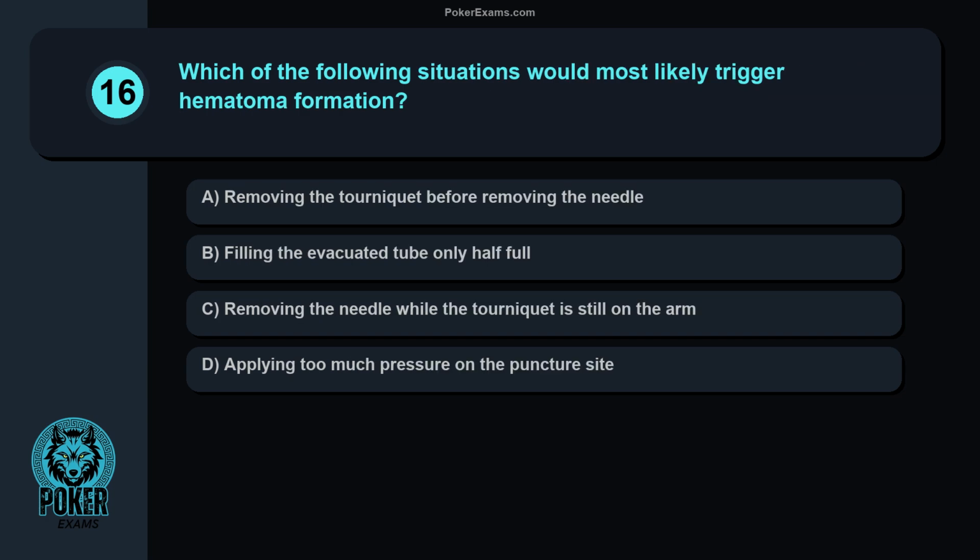Question 16. Which of the following situations would most likely trigger hematoma formation? Removing the tourniquet before removing the needle. Filling the evacuated tube only half full. Removing the needle while the tourniquet is still on the arm. Applying too much pressure on the puncture site.